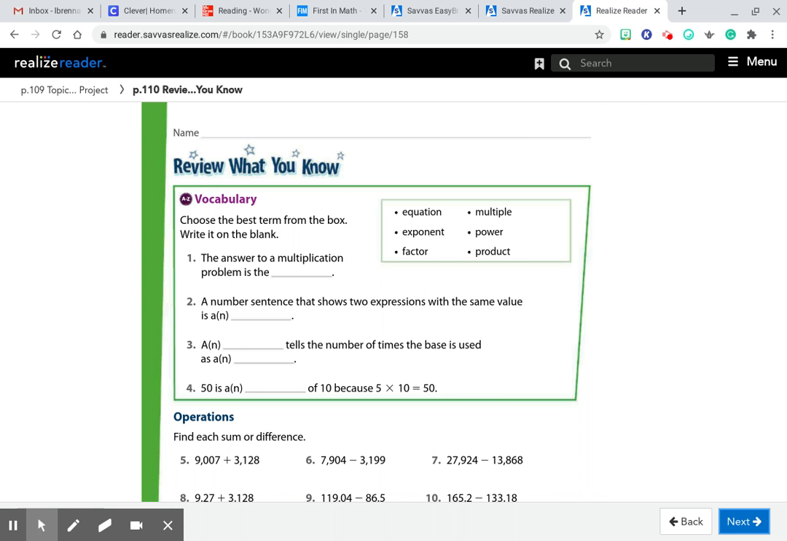We're doing the review what you know, which is on page 110. Choose the best term for the box and write it in the blank. Our terms are equation, exponent, factor, multiple, power, and product. Number 1, the answer to a multiplication problem is a blank, and it's product. Product would go in there. Number 2, a number sentence that shows two expressions with the same value is a or an equation.